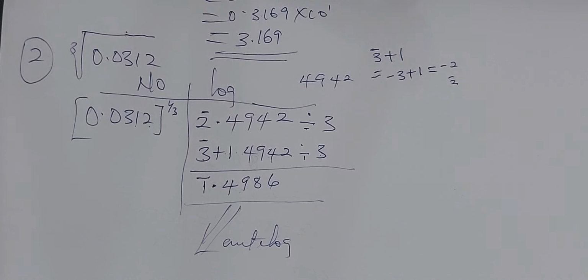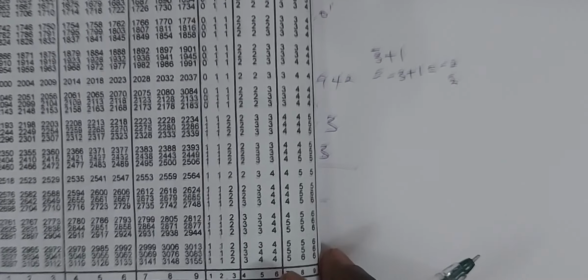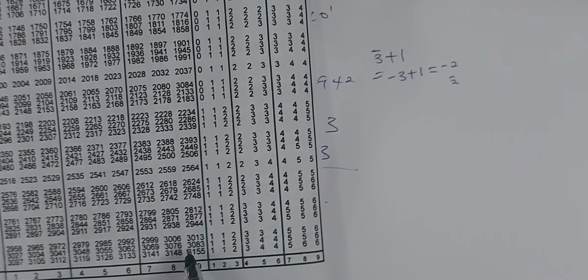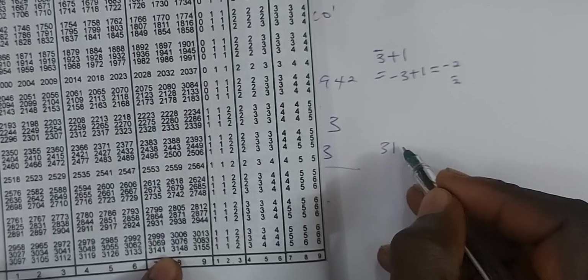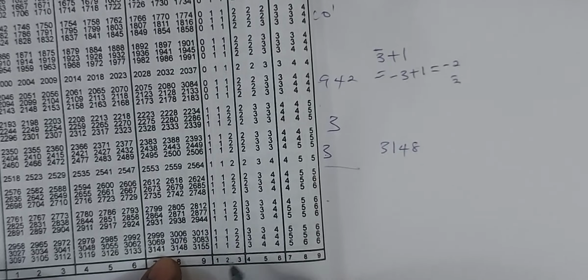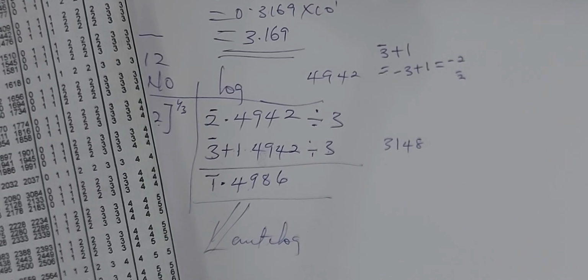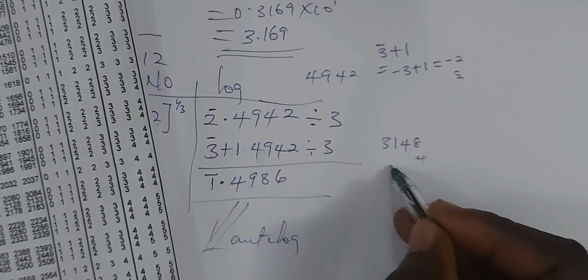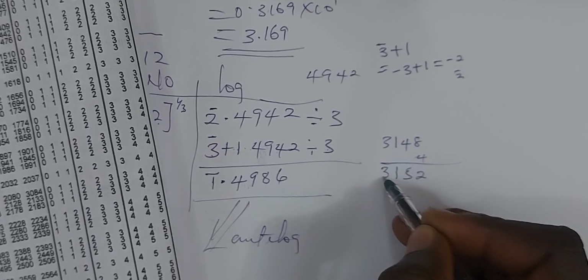So let's look at the anti-logarithm table. Under the anti-logarithm table, we look for 49 under 8. 49 under 8 is 31, 4, 8. Difference what? Difference 6 is 4. You add it: 12, 5, 1, 3.